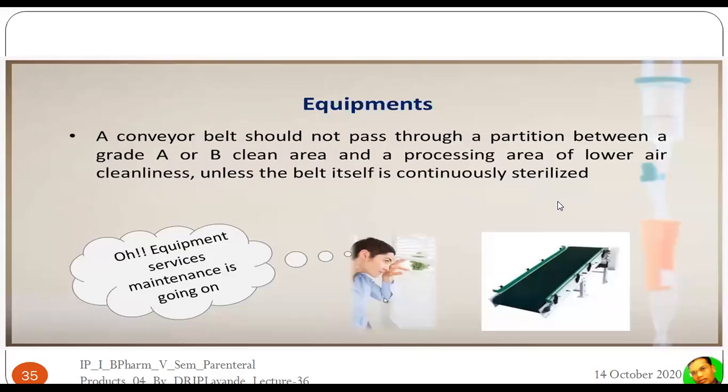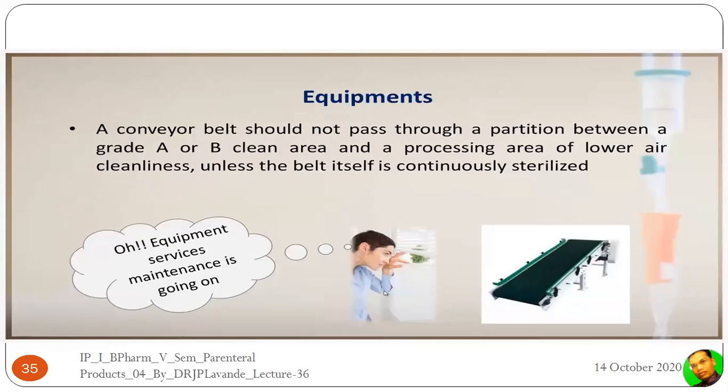A conveyor belt should not pass through the partition between the grade A and the grade B clean areas. So the conveyor belt should not be there. In the case of other areas like C and D, we can use conveyor belts, and a processing area of lower air cleanliness unless the belt itself is continuously sterilized. In less clean areas like C and D, we can use the conveyor belt, but it should be properly sterilized every time.